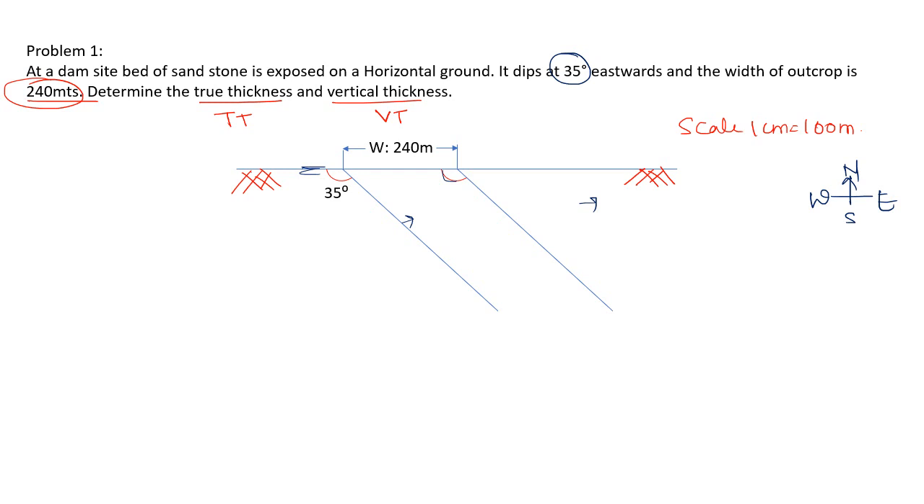So once you complete this, the given data is over. They have given 35 degrees eastward, they have given 240 meters. This part is over. Now, based only on this data, we have to find out TT and VT.